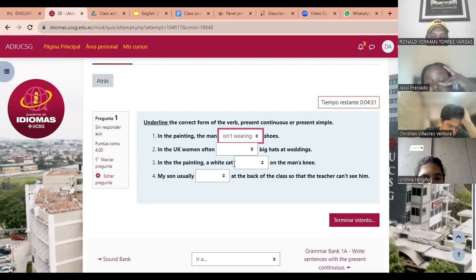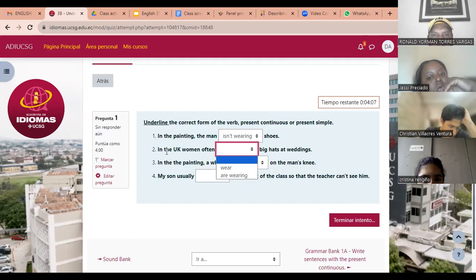In the UK, women often wear big hats at weddings. The word often means that it's something that usually happens, right? Es algo que usualmente es como, para ellos es como una moda, ¿no? Pero es algo que siempre usan, right?